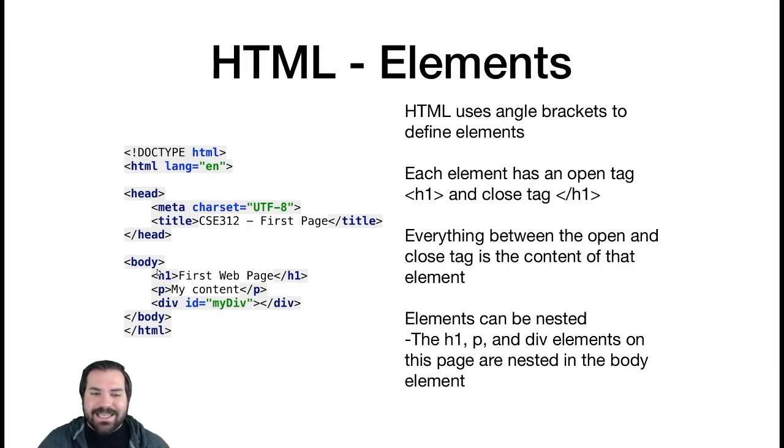We can nest these, which is one of the big powerful things with HTML. For example, the body element contains three other elements: H1, a P, and a div. And we can nest these even further. We can have more elements inside of other elements, all the way down. We have an HTML element as the top-level element, which contains the head and body. Head contains this meta tag and the title. Body contains H1, P, and div. So we have elements inside of elements, and that's the core structure of an HTML document.